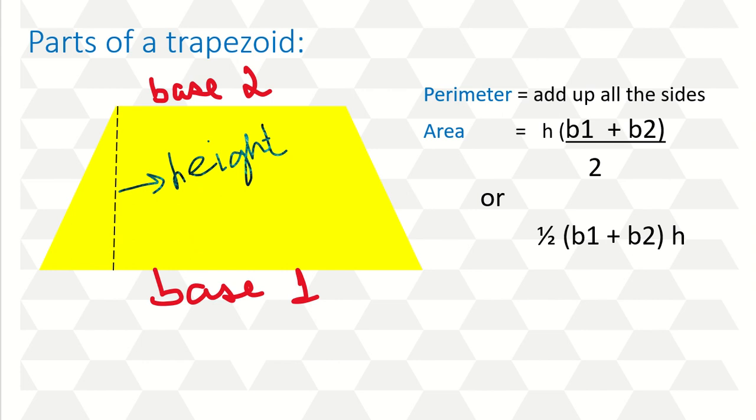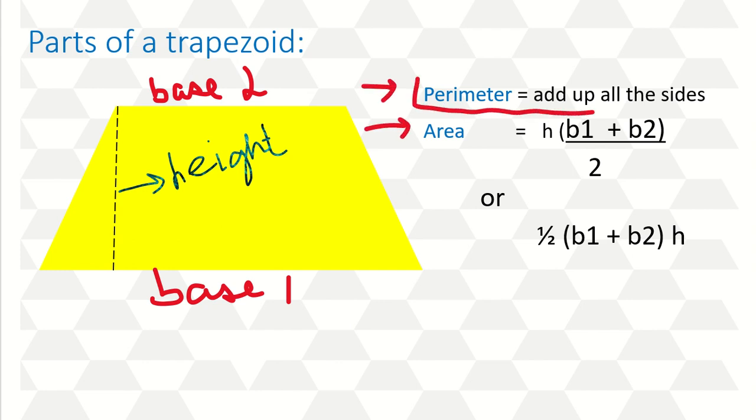Honestly, I could have called the top as base 1 and the bottom as base 2. The number doesn't really matter as long as you know that those are the two bases. Okay, I think I've drilled that enough in your head. Those are the three things we need to solve for perimeter and area.